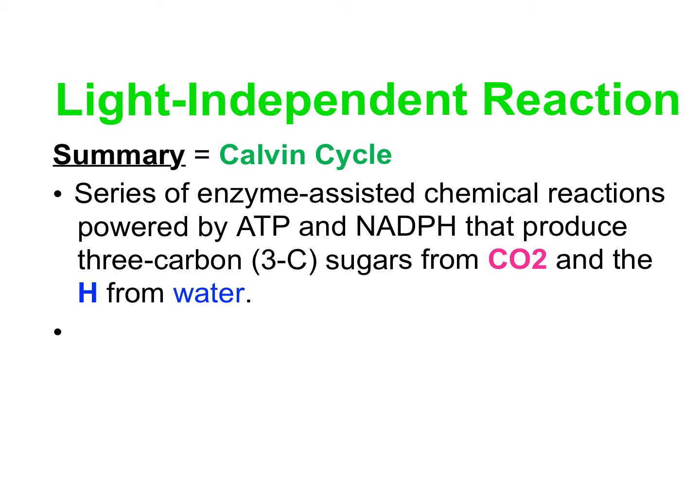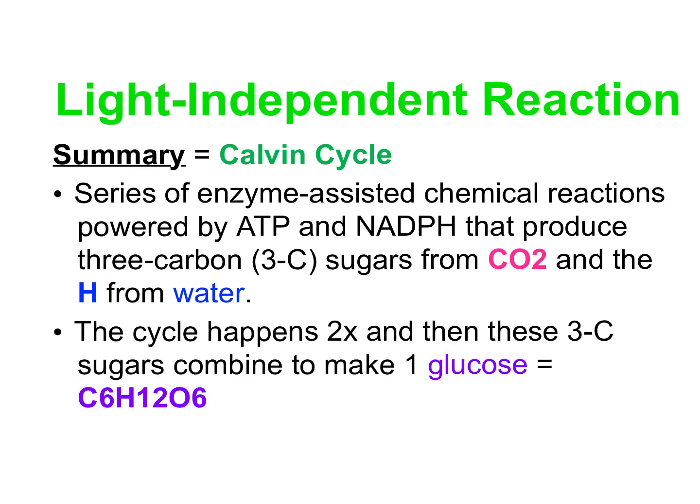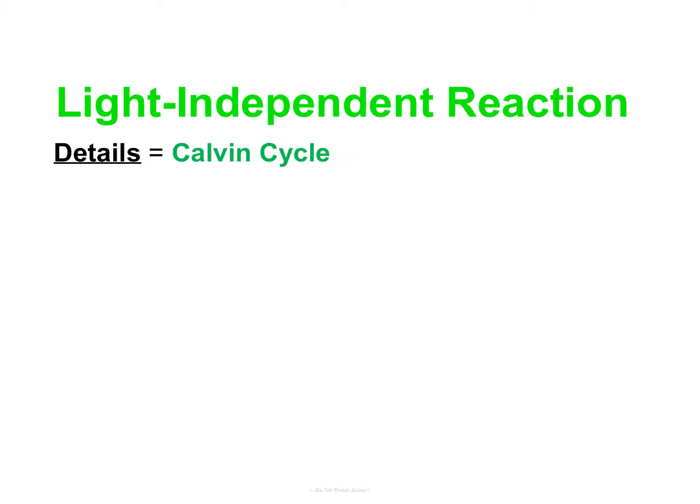So if you remember, we are going to combine our CO2 with one of the H's from H2O. In the Calvin cycle, this is going to happen twice, and then these 3C sugars are going to combine to make one glucose molecule. What we mean by 3C is it has 3 carbons, and we're doing it twice to make this 6 carbon structure. We will talk more about what these 3 carbons are, but glucose has C6, so it is a 6 carbon structure.